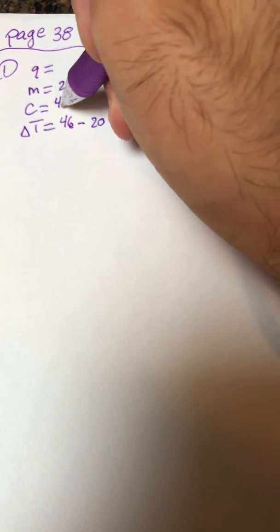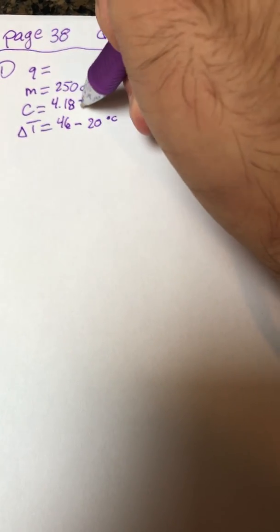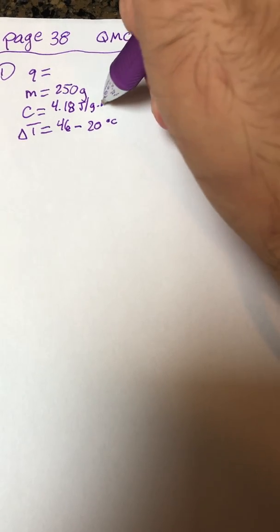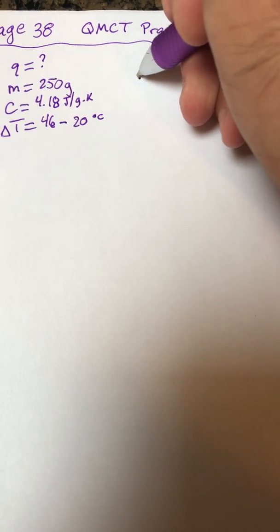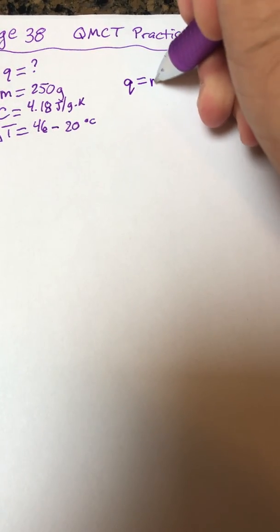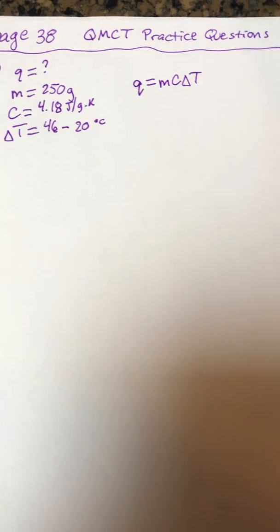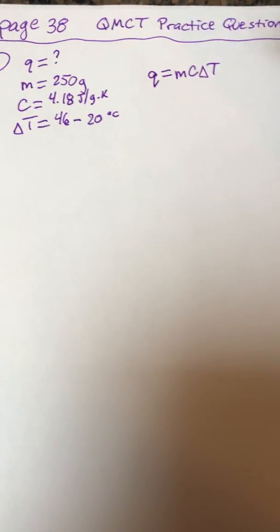So on our reference table B, we know our specific heat capacity of water is 4.18. And the question says calculate the amount of heat. So we're finding our Q. I always write the formula Q equals MC delta T. It is on your reference table T, so you don't need to memorize it.